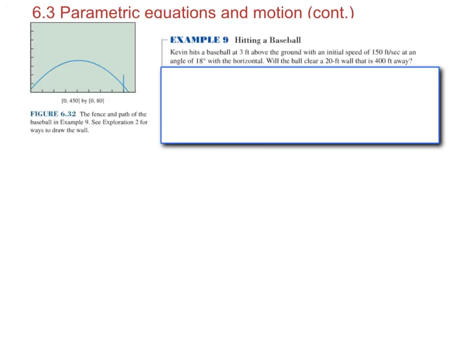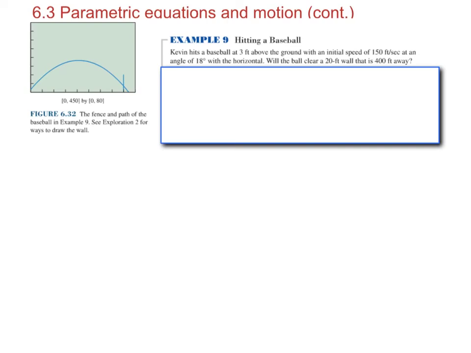Okay, so here we're given example 9, which will use what we just talked about. Kevin hits a baseball 3 feet above the ground with an initial speed of 150 feet per second at an angle of 18 degrees with the horizontal. Will the ball clear a 20-foot wall that is 400 feet away? And so we need to first off figure out what is the parametric equation for this.